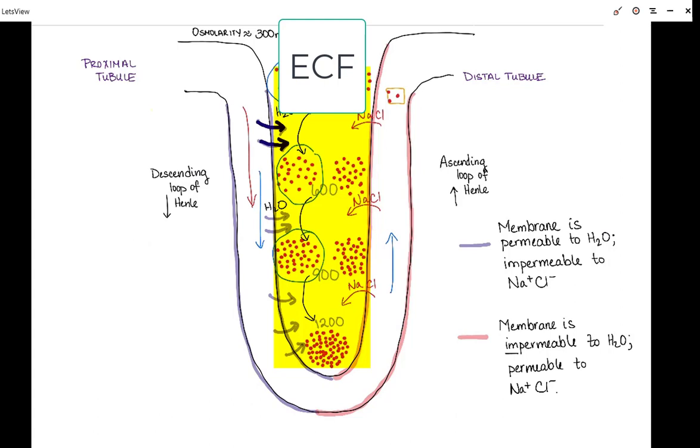What makes this work is largely the differently engineered descending and ascending loop of Henle. The descending loop of Henle is permeable to water, so only water is allowed to be reabsorbed. And the ascending loop of Henle is permeable only to sodium and chloride, and so sodium chloride is allowed to be reabsorbed. Both of these are done largely passively up until this spot right here where I'm making a dashed line.